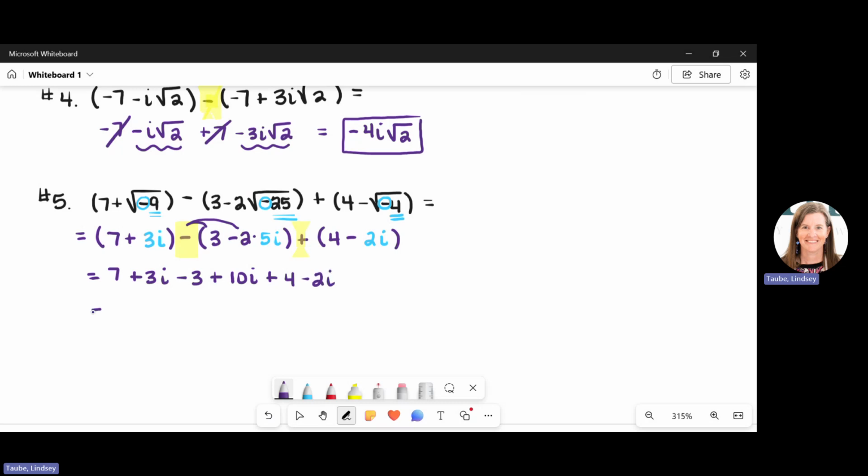And now let's combine our like terms. Let's combine the real parts. 7 minus 3 is 4, plus 4 is 8. And then plus 3i and plus 10i is 13i, minus 2i would be positive 11i. So we would get 8 plus 11i there, our final simplified complex number in standard form.